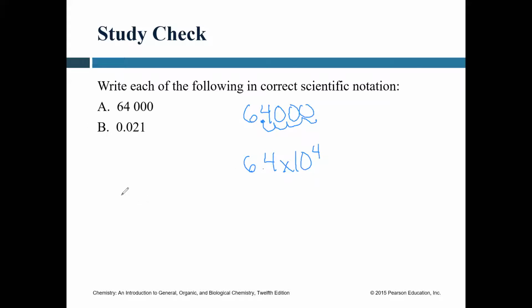This other guy, 0.021. I'm not going to hop this way because that's just going to make the number smaller. I need to get my number between 1 and 10. So 1, 2, stop there. 2.1 times 10 to the, and then what we need to do is add our exponent. 2 hops, and it's a small number, so it'll be a negative number, -2.